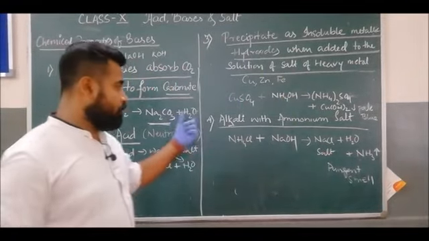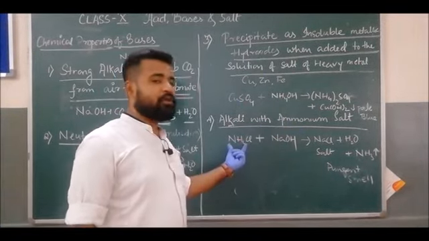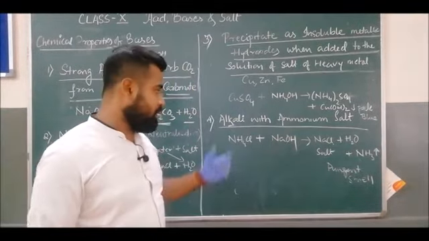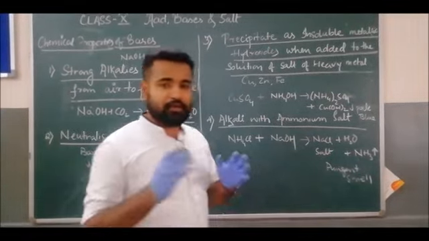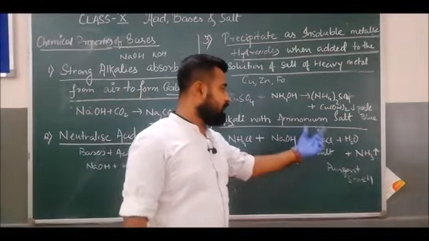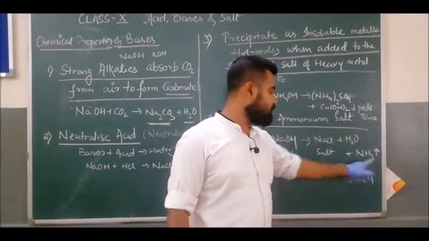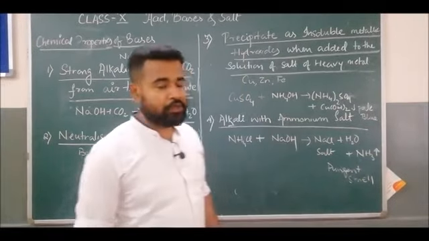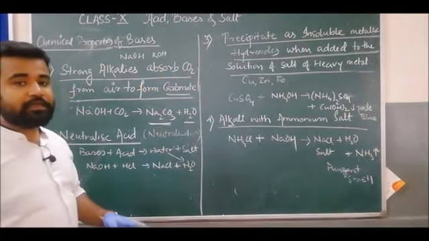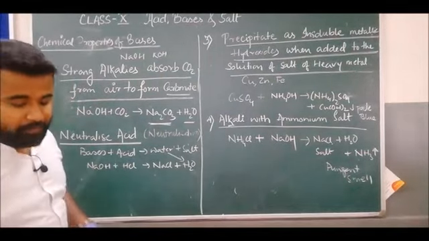Clear? So whenever an ammonium salt, for example ammonium chloride, is treated with the alkali, that is sodium hydroxide or potassium hydroxide, it gives salt plus water, and in addition to it, it gives ammonia gas which has a pungent smell. So these are a few chemical properties of bases.